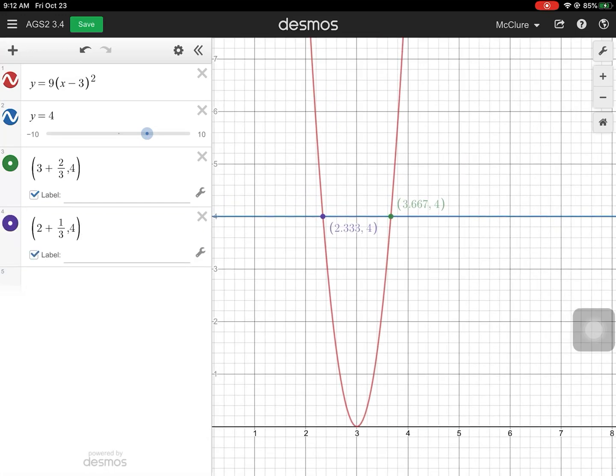So you can see there's another possibility at 2 1/3 that would satisfy this equation because it satisfies both expressions. This is the point where 9 times this is equal to 4, these 2 points. So there's actually two solutions here.